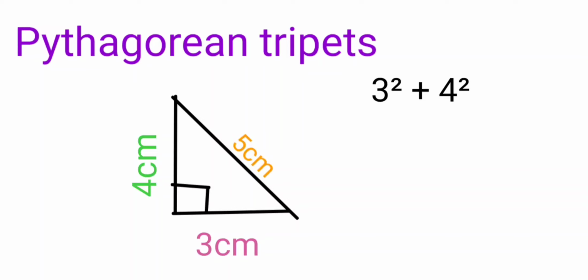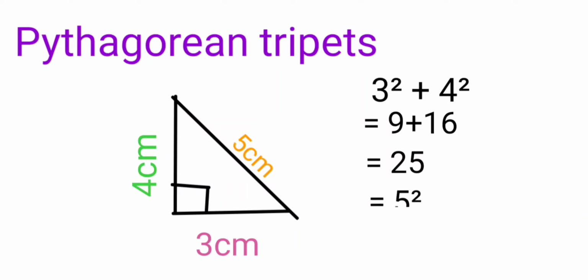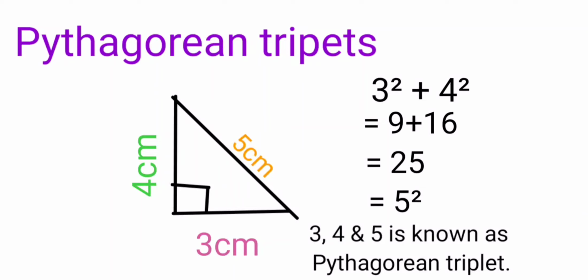So how can you know whether it is satisfied or not? 3 square, base square plus perpendicular square. So 3 square plus 4 square is 9 plus 16 equals 25. 25 is 5 square. So if three numbers satisfy that base square plus perpendicular square is equal to hypotenuse square, then these three are a Pythagorean triplet. So 3, 4, 5 is known as a Pythagorean triplet.